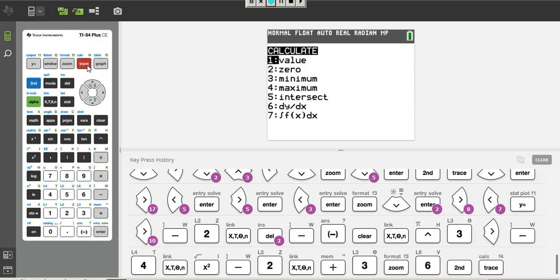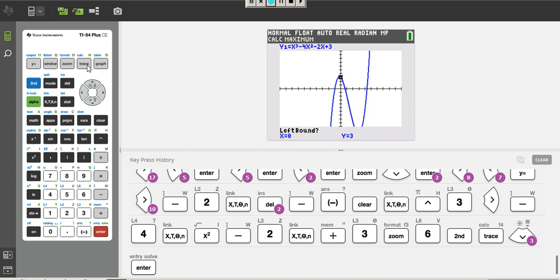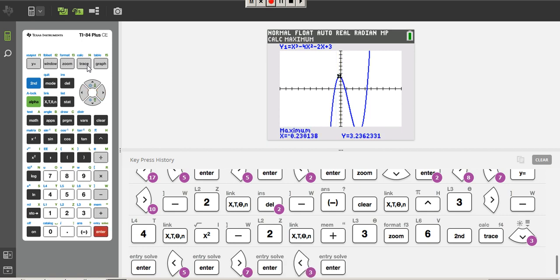Let's go to second calc, and let's find the max. So if you see from that graph, I'm right near the top. I'm going to the left of that. Let me go to the right of that, press enter. Enter again. The maximum is at x equals negative 0.23, and the y value at that point is 3.23.